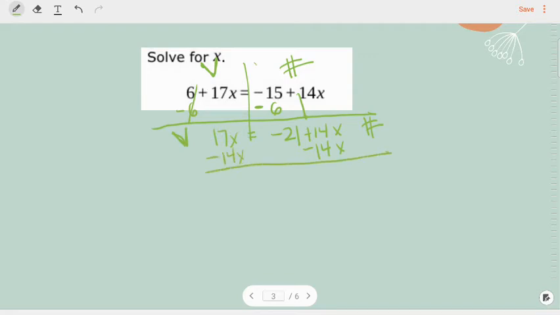And I'm going to make a grand total of what's left over. 17 minus 14 is 3x. I'm going to bring down negative 21, and 14 and negative 14x cancel out. So I'm left with the equation 3x, which is 3 times x, remember that. So how do I undo multiplication? I'm going to use division. So dividing by 3, x is equal to negative 7.